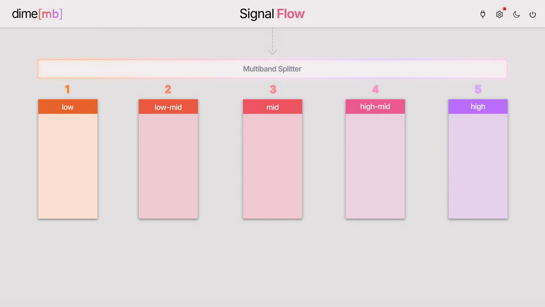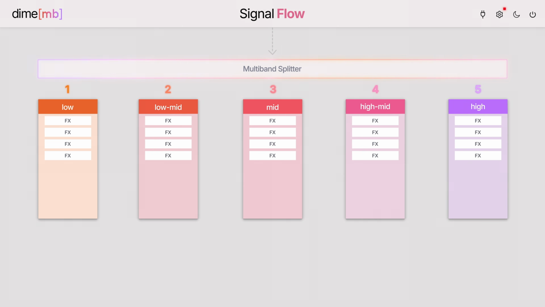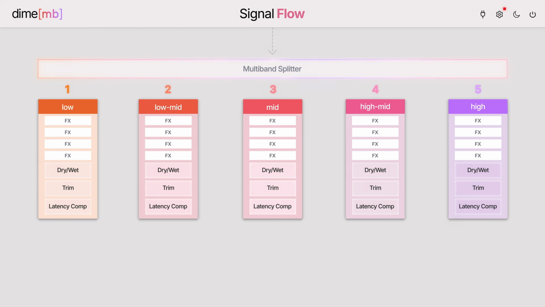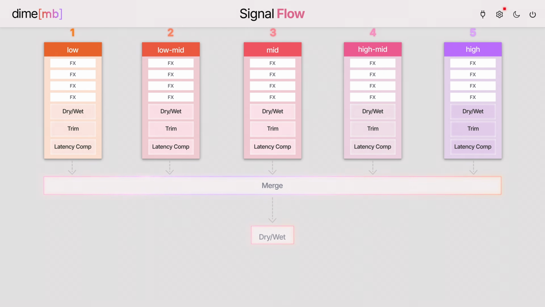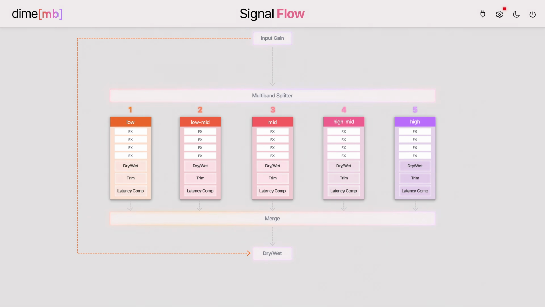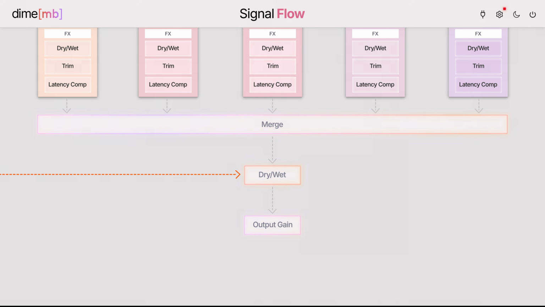Each of these frequency bands are fed into a dedicated effects chain. These chains follow the channel configuration of the plugin's main input bus, stereo or mono. Each chain's processed output then goes through a dry-wet mixer and a trim. Before the bands are summed back together, each band is delayed by a specific amount to ensure that all bands are latency compensated and merged transparently. Finally, the output signal can be blended in with the original dry signal and passed through the output gain.